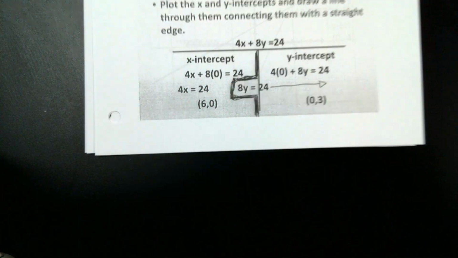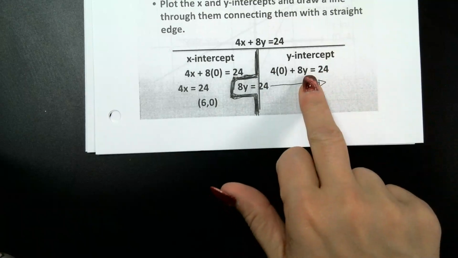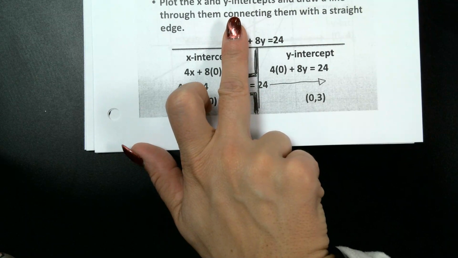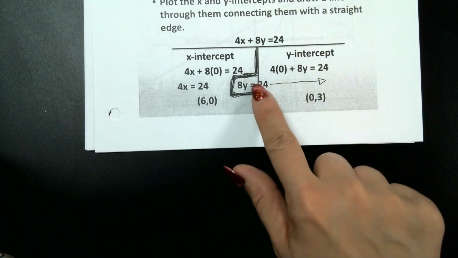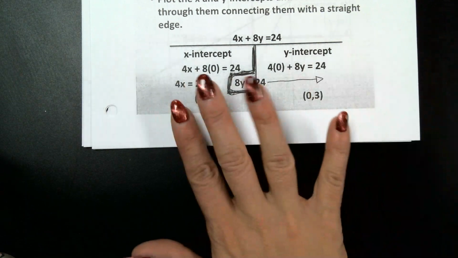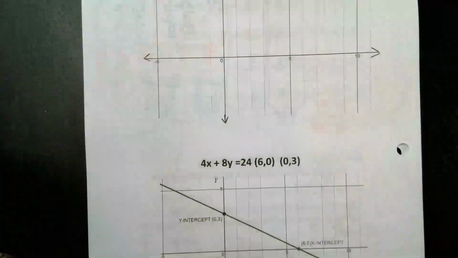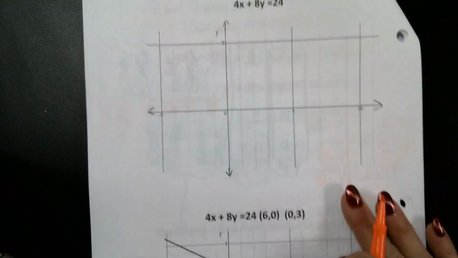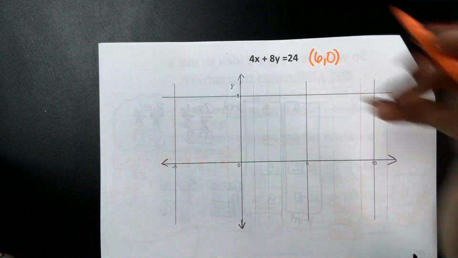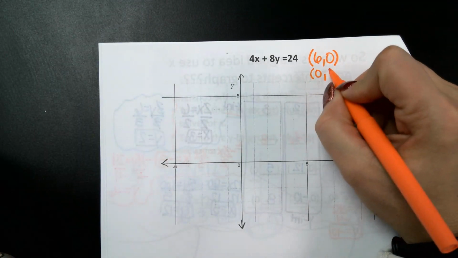So 6, 0. And then this one over here, if I cover up the x term, we had 8y equals 24. So 24 divided by 8 would be 3, and it'd be 0, 3. Okay, so that's the same process we did with all four up here. But then what they did is if you turn the page, the x was 6, so it was 6, 0, and then the y was 0, 3.